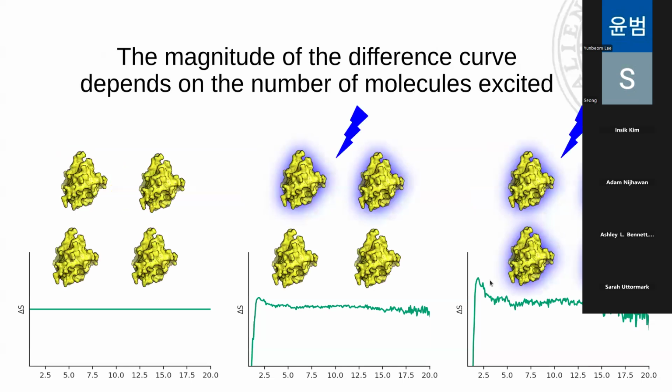Another thing that affects the signal is the number of molecules that are excited. If we have no molecules excited, we will have the same as before, almost like dark minus dark, where there is no signal. But if we have some molecules that are excited, then we will have some signal. And if we have a larger number of molecules, we will have even more. So it works as a scaling factor that increases the signal.